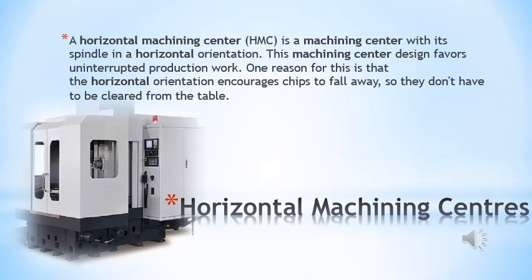Now the horizontal machining centers. They have the spindle in the horizontal orientation, and they also favor uninterrupted production work. There's also a good reason: the horizontal orientation encourages chips to fall away, so they don't have to be cleared from the table. That means the remaining parts fall away from the machine, so they do not need to be cleared near the table.